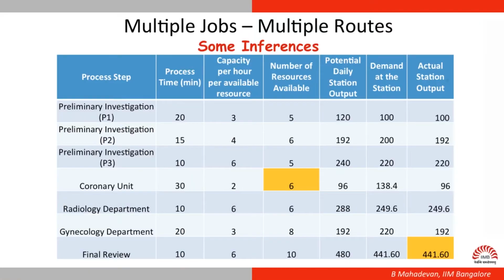What we will do is increase the number of units, the resources available, in coronary and see what happens. So what you see here is earlier we had 5, now we have increased the number of resources available at coronary to 6. So earlier we had 80 as the output, now it has become 96, and because that has become 96, the station output also increased to 96, which affected the output here, therefore the output also increased here.